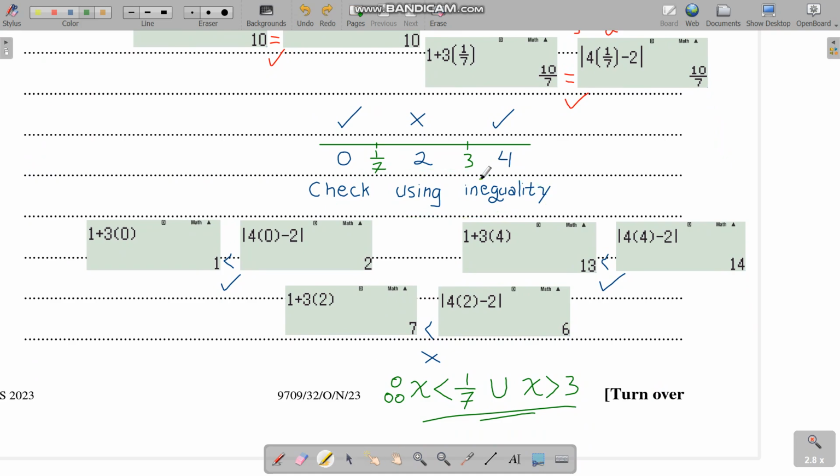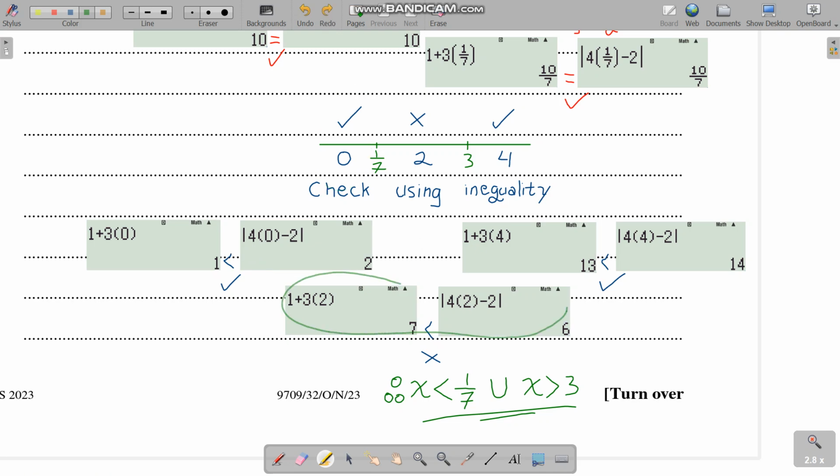So you plug in any random number in each interval. So for example, on the interval on the left here, you can use 0 because 0 is smaller than 1 over 7. So you replace the x with 0. Remember, we use the inequality, and we use the absolute value also in the calculator. So here we have 1 is smaller than 2, which is correct, which means we can use the left interval.